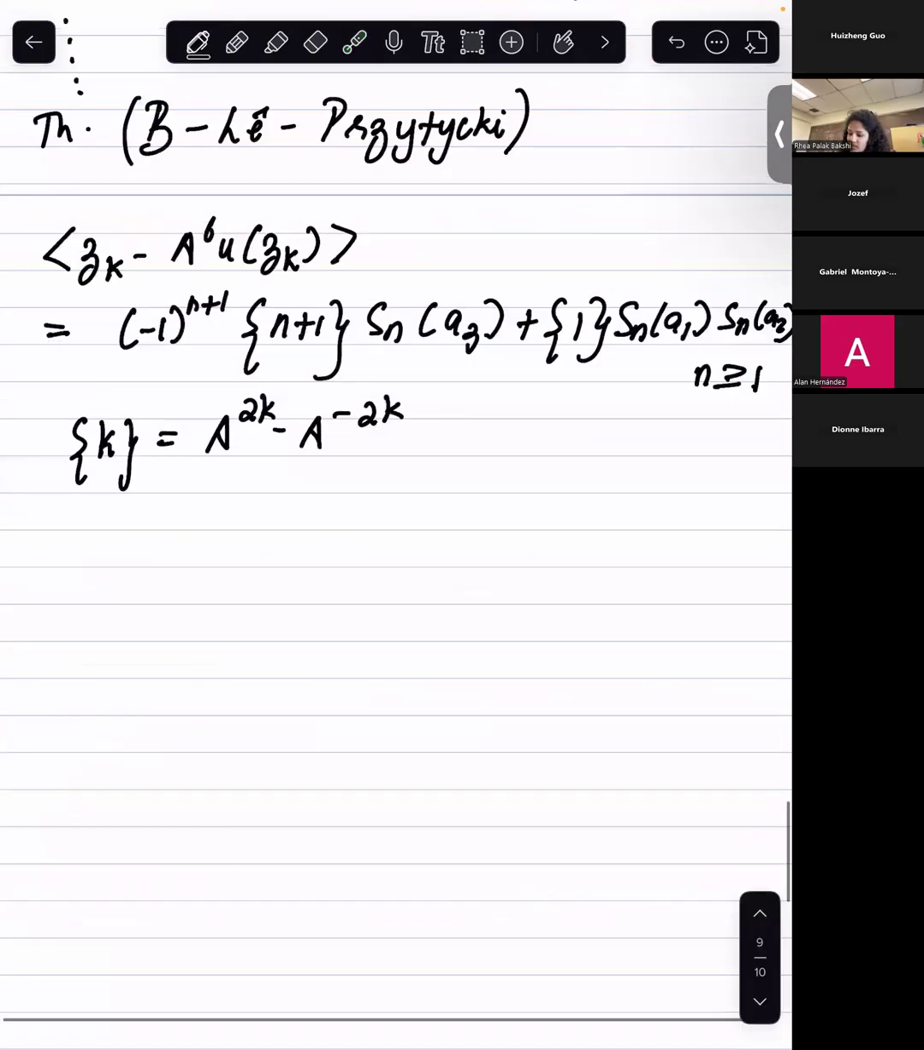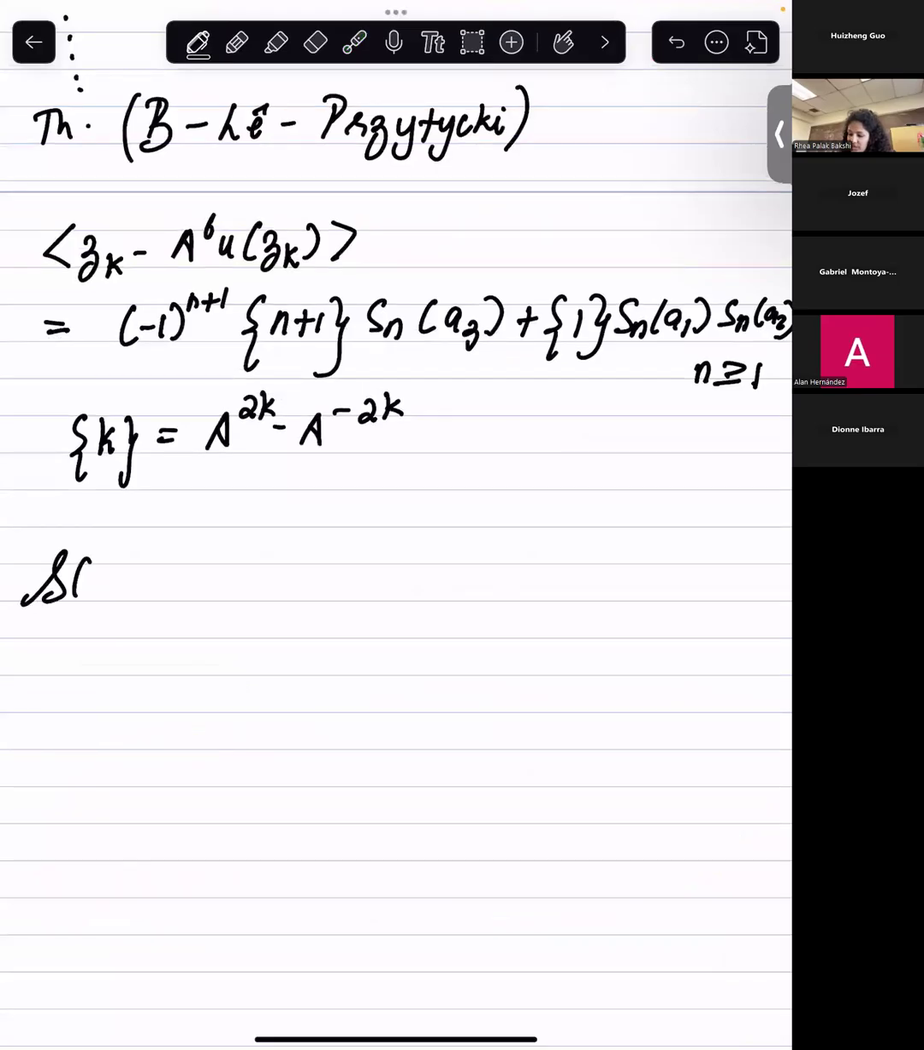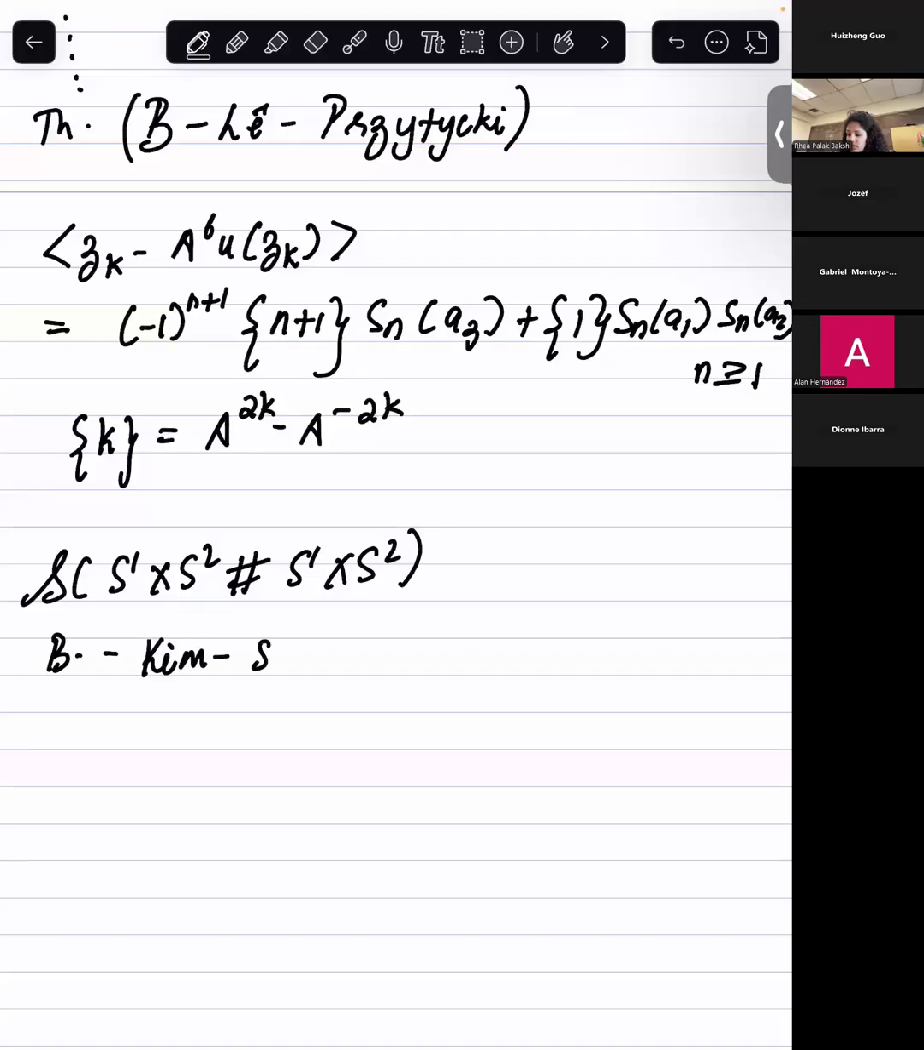And this brings me to what I wanted to talk about, which is the skein module of S1 times S2 connect sum S1 times S2. This is joint work of me together with Songjung Kim, Changjin Shi, and Xiao Wang.